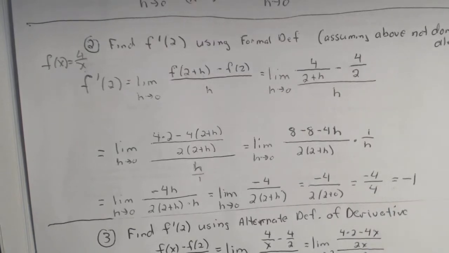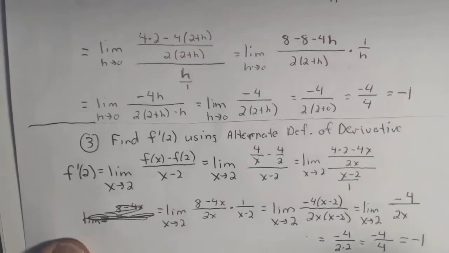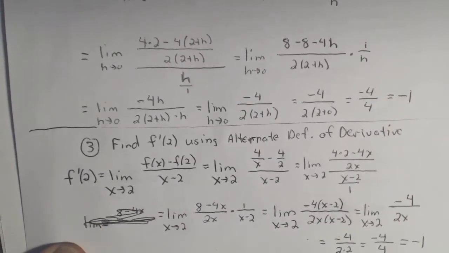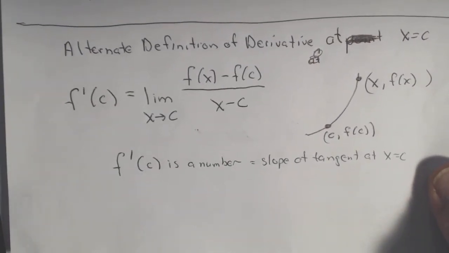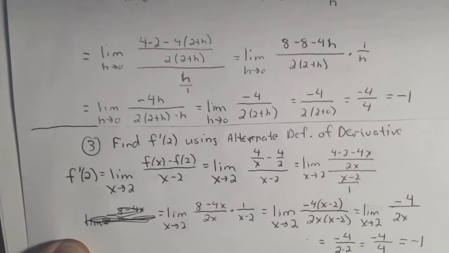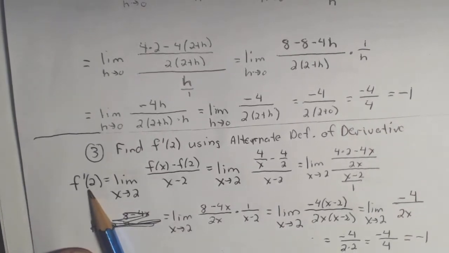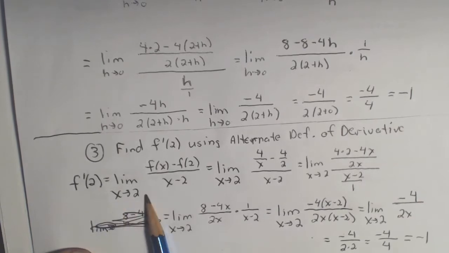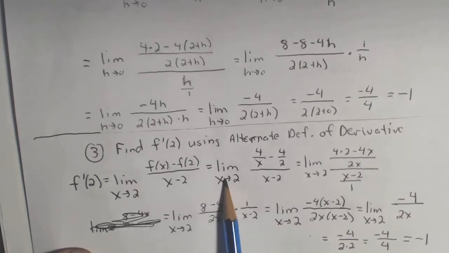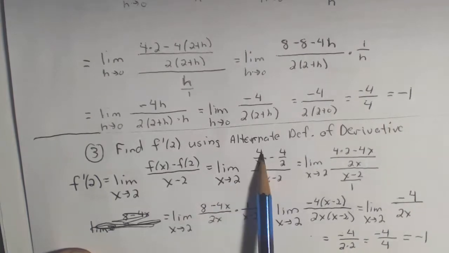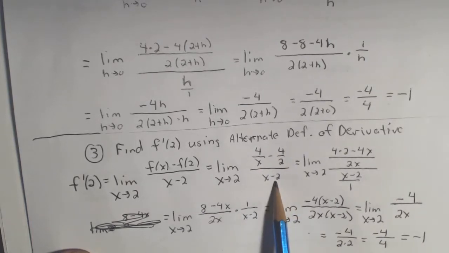Finally, here's that same proof done with our new guy, the alternate definition of the derivative. F prime of 2, and again, what am I talking about? I'm talking about that definition right there. And the function, again, is 4 over x. So f prime of 2 is the limit as x goes to 2 of f of x minus f of 2 over x minus 2. Again, the function was 4 over x, so that's 4 over x minus 4 over 2, over x minus 2.